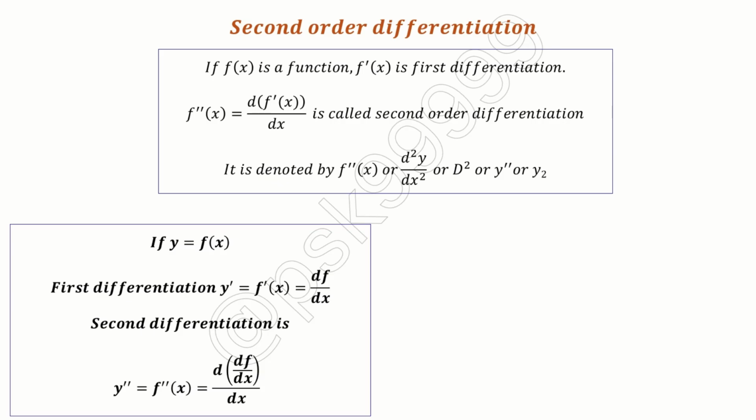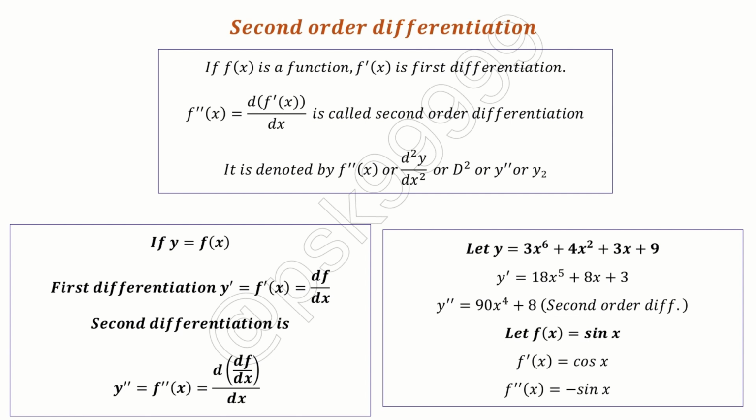Now let y equal to 3x to the power of 6 plus 4x square plus 3x plus 9, then y dash is nothing but 18 times x to the power of 5 plus 8 times x plus 3. Now y double dash, which is second order differentiation, is 90x to the power of 4 plus 8. Now another example, let f of x equal to sin x, then f dash x is cos x, f double dash x equal to minus sin x, which is nothing but minus f of x. Correct? So this is the way you do differentiation.